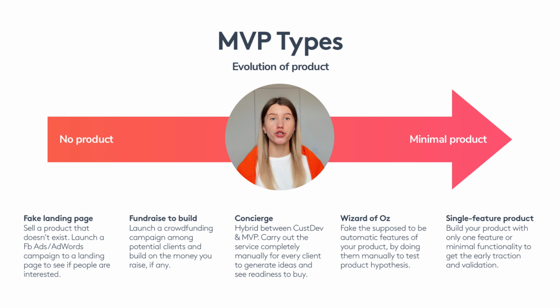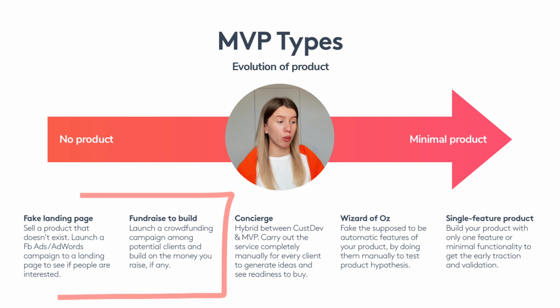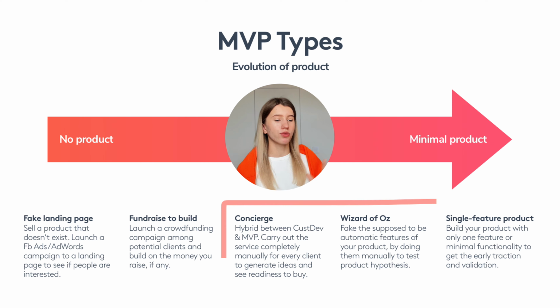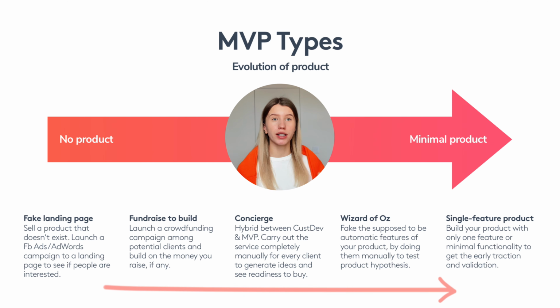Check out this orange arrow. It's kind of like a roadmap of your MVP journey. On the left side, you don't even need a real problem. You just fake it. On the far right, you got a minimal product that people can actually use. As you go from left to right, the MVP gets more real, but also it takes more time and effort. Let's take a closer look at each of these MVP types.